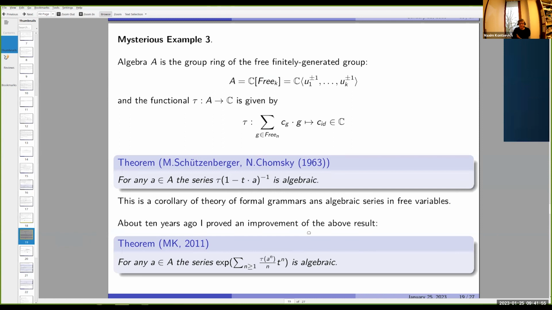For example, we have no idea what is the degree of this algebraic function. You cannot even estimate it yet. A pretty abstract statement. Yeah, but I will not dwell on this topic.